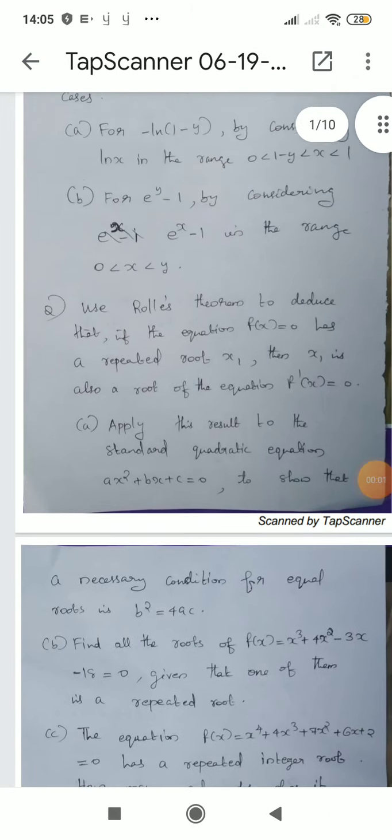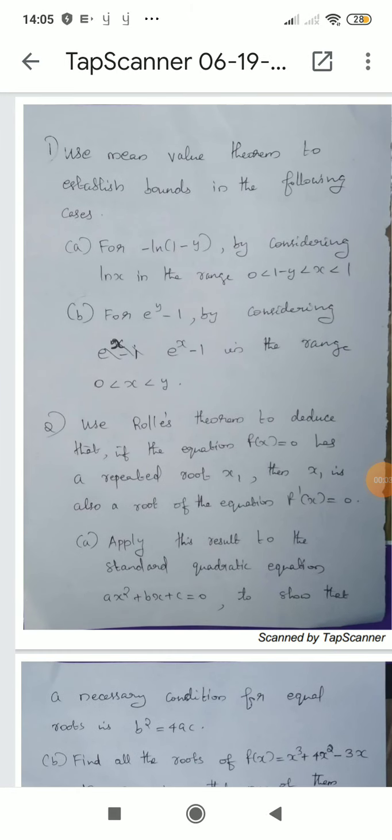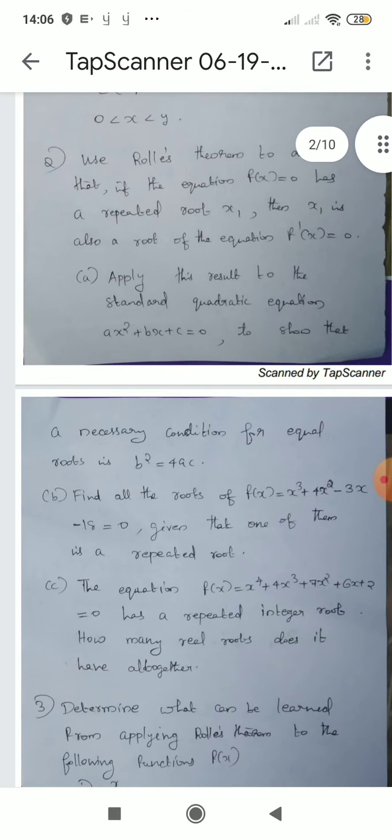Hi, next we are going to discuss our second question. Our first problem is an application of the mean value theorem, and the second problem is the application of our next theorem, that is Rolle's theorem. And what do you mean by Rolle's theorem?